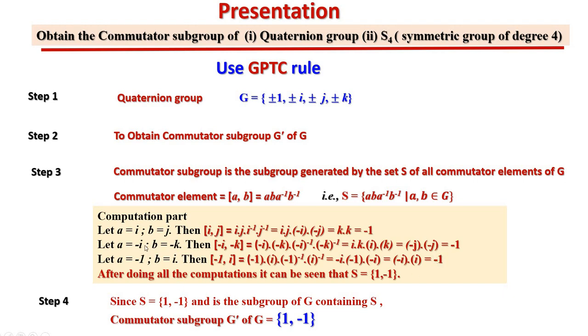So when you compute for all the combinations, you will see that your S is just 1 and minus 1. And since S is 1 and minus 1, and it is also the subgroup of G containing S, the commutator subgroup G prime is nothing but 1 and minus 1.